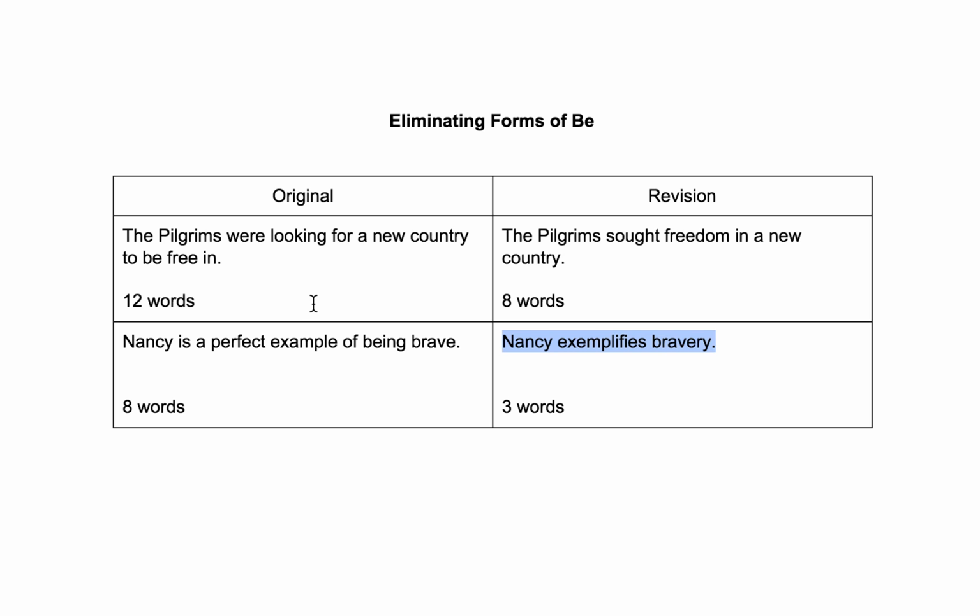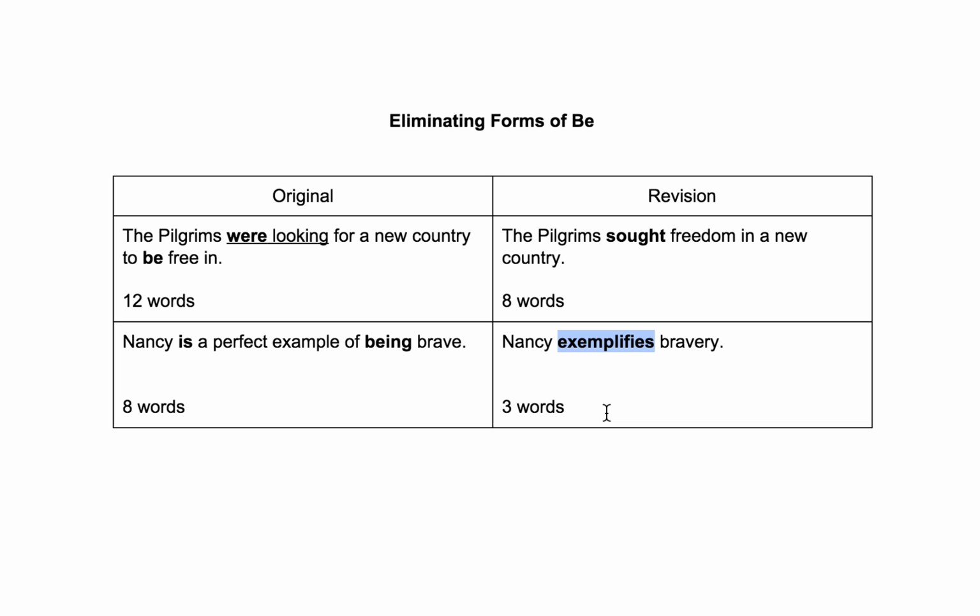Now, if you're familiar with forms of be, then you'd recognize that here we have were and be as part of the infinitive to be, and were as part of the progressive tense we were looking. Whereas in the revision, we simply have the active verb in the active voice, sought. Likewise, in the next example, we have a form of be, and we have another form of be here. It's true, this is in a gerund, but it's still a form of be. And then in the revision, we have the simple, direct, and straightforward verb exemplifies.